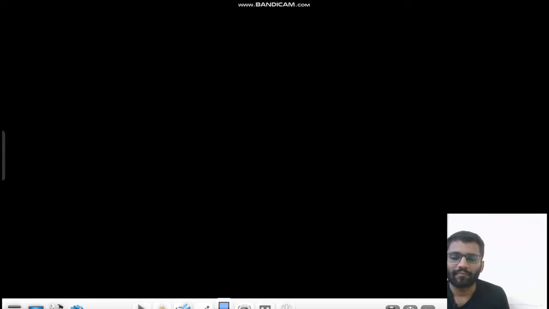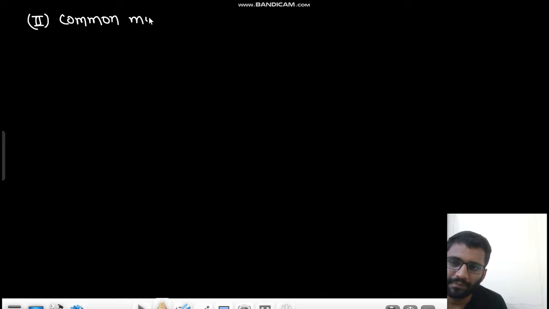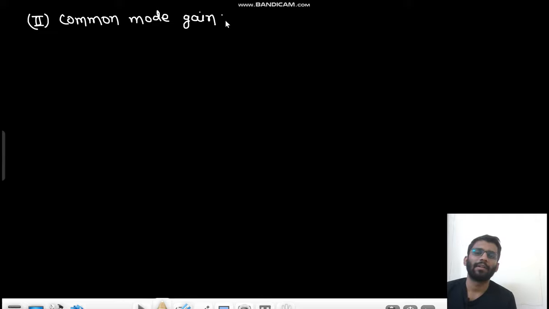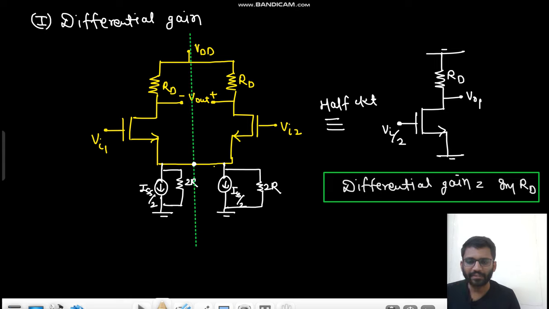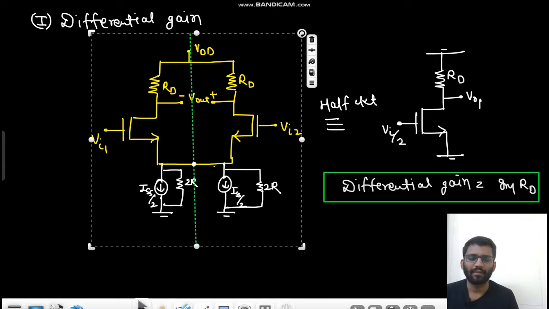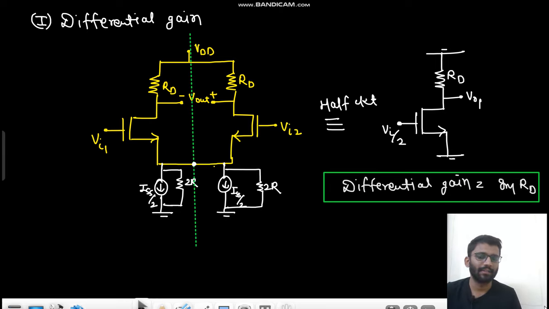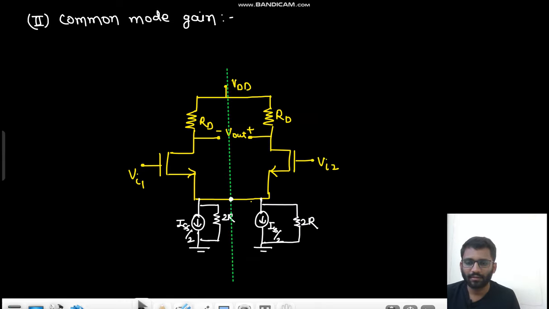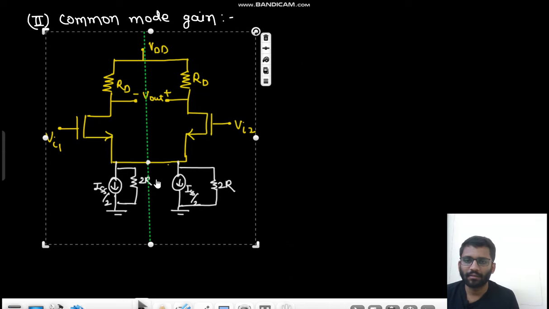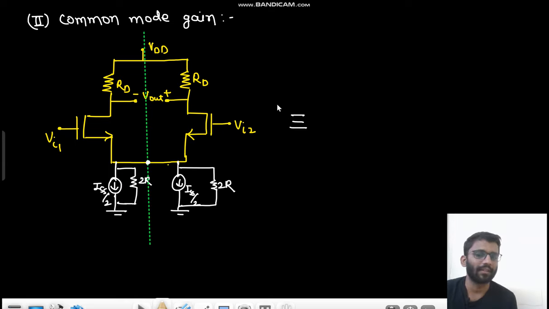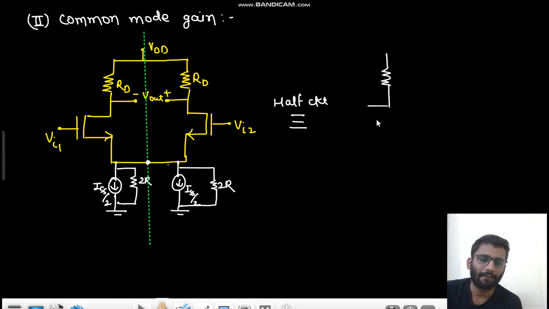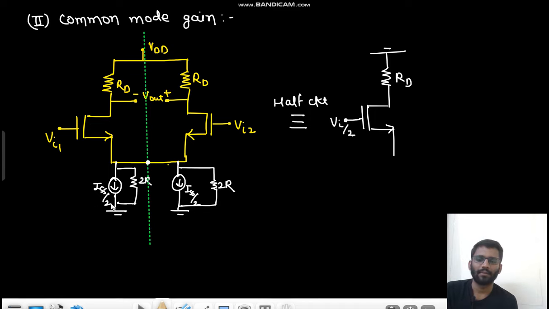Now talking about common mode gain, this exact configuration I can pick. But this will be open circuited, and this will also be open circuited. Just look carefully, I will explain one point here. This is half circuit. I am making the half circuit here. This is RD. This is grounded. This is Vin by 2.